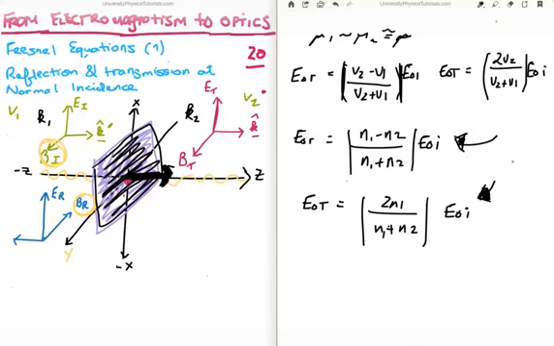Okay, so that was quite long, quite detailed, but hopefully that'll give you a good overview into reflection and transmission at normal incidence.